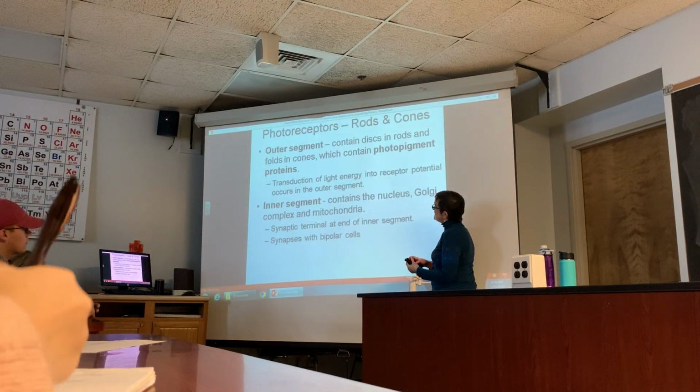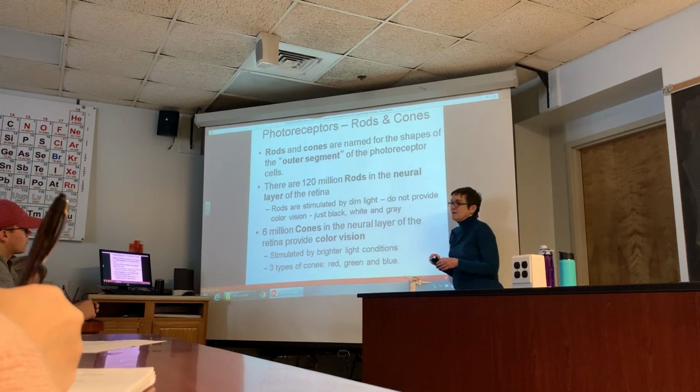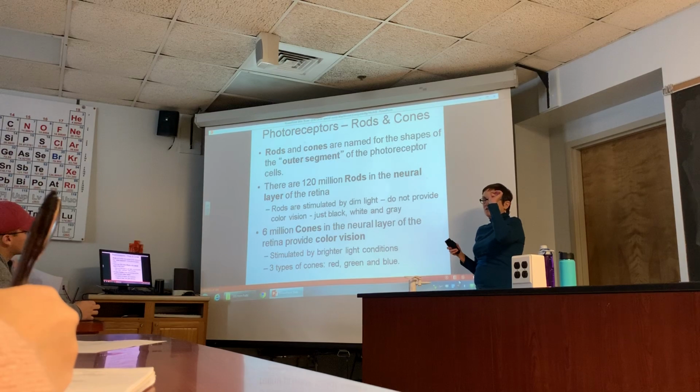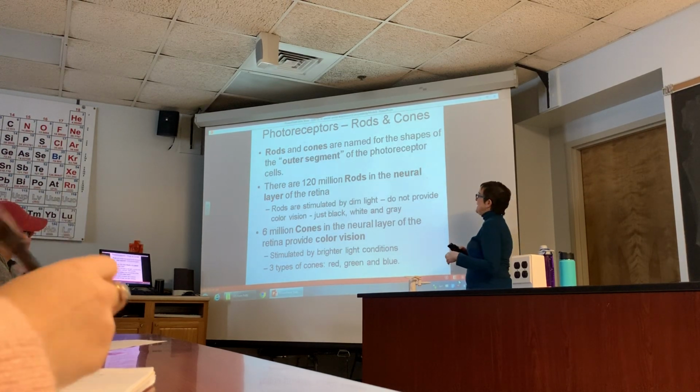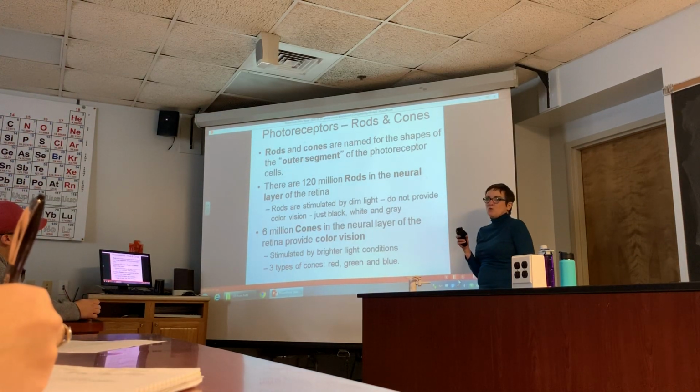Now we're going to look at... let me see if there's something I'm forgetting about. Okay, so 120 million rods. You have a lot of rods in the retina. And we're not just talking about the fovea centralis, but the entire retina has 120 million rods, which are stimulated by dim light, allowing you to see black, white, and gray.